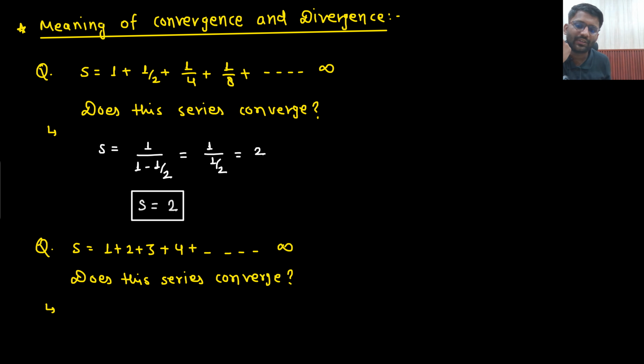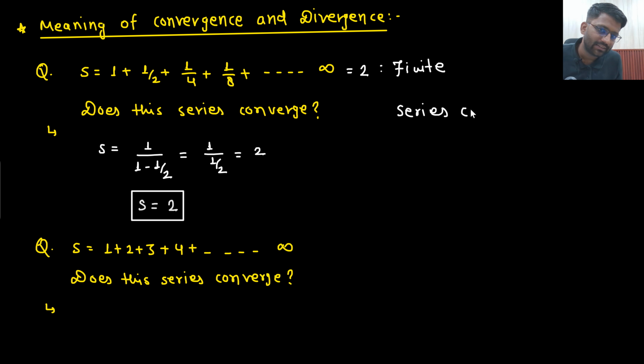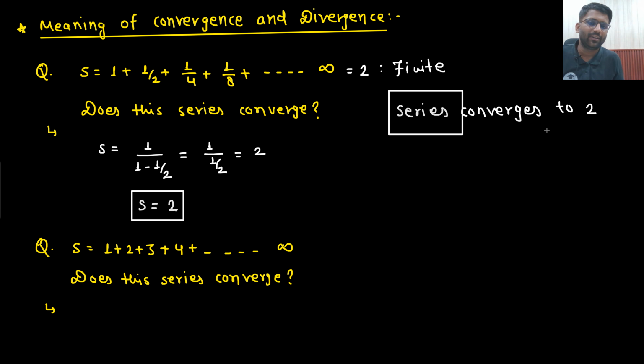That means the summation of this series is coming out to be 2, which is a finite number. So if the summation is coming out to be a finite number, then we will say that the series converges. The series is converging to a finite number, which is 2. So the series converges to 2. This is what we will say. This is the meaning of convergence.